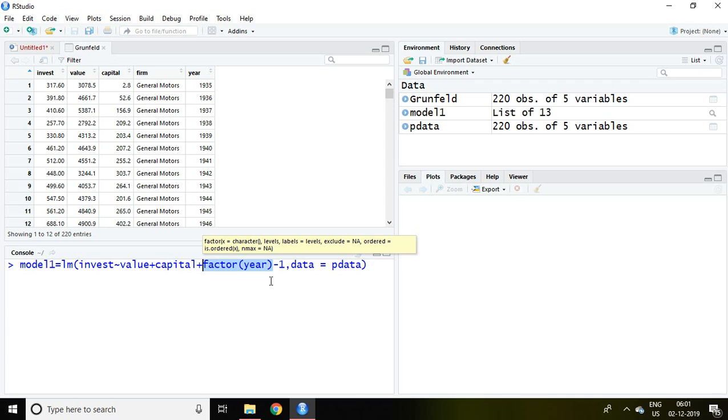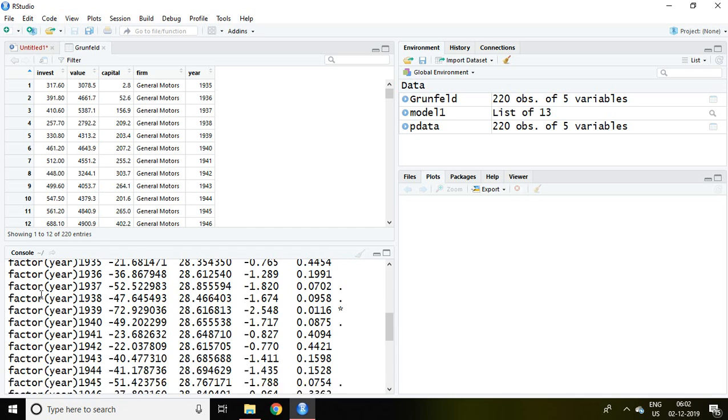It means this command gives the coefficient of different time periods in my study. And then I have written minus 1 because minus 1 gives the idea of removing the overall intercept coefficient from the regression equation. And then I have created pdata in the form of panel data, and then enter. So now model1 is created here. After that, I simply write summary(model1) and enter.